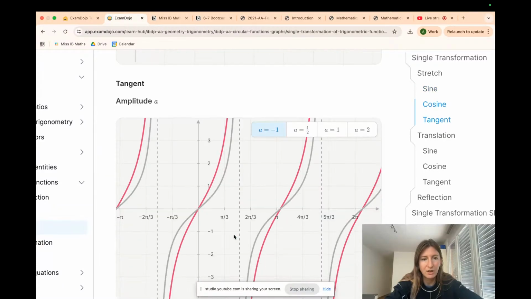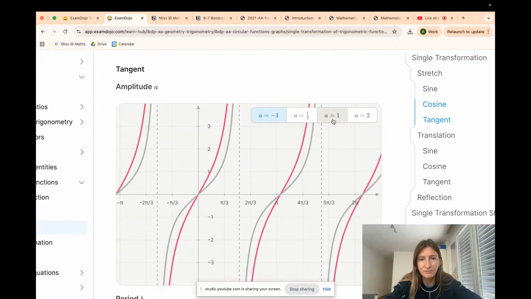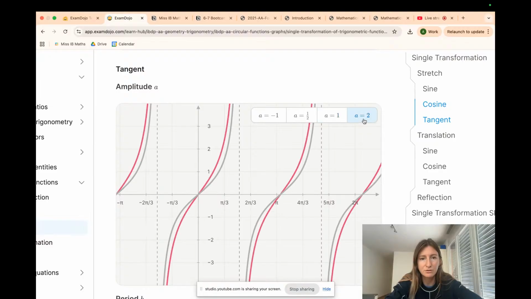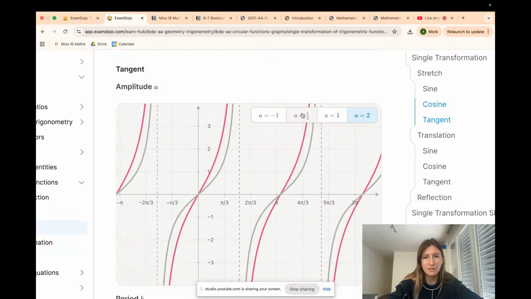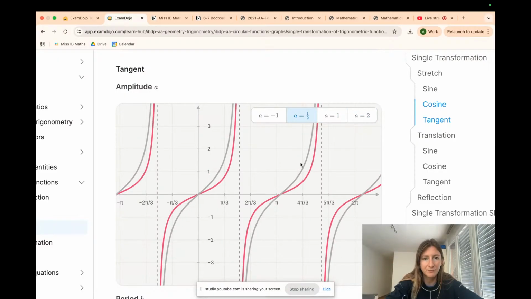We can do the same for cos and also for tan. If we increase the amplitude of tan to 2, it gets a bit straighter, whereas if it's a half, it's a bit curvier.